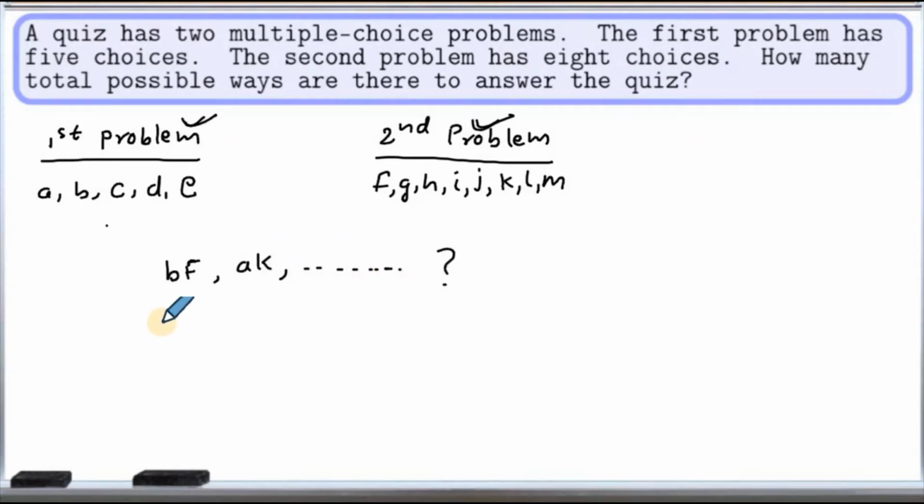So here, how many such combinations of answers can we have from problems 1 and 2? Basically, we can use the multiplication counting rule. Therefore, the total number is 8 times 5. We know 8 times 5 is 40. So we have 40 possible ways to answer the quiz.